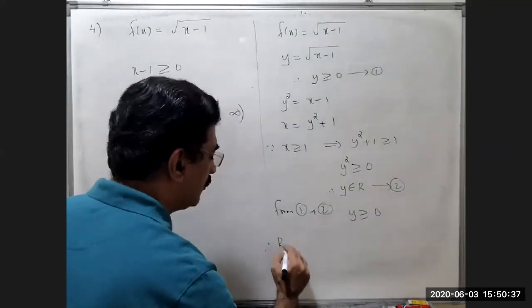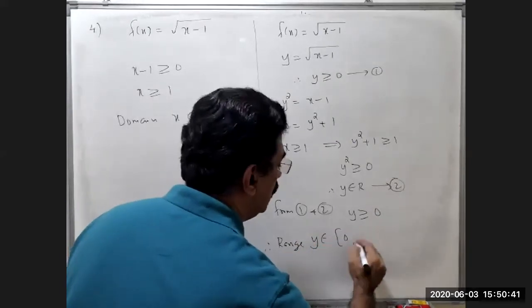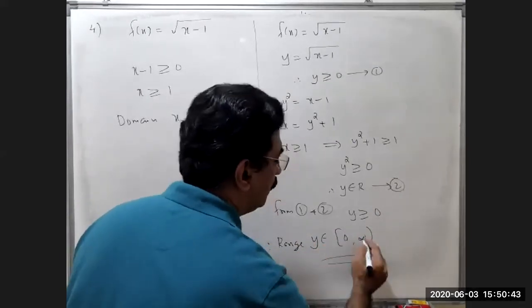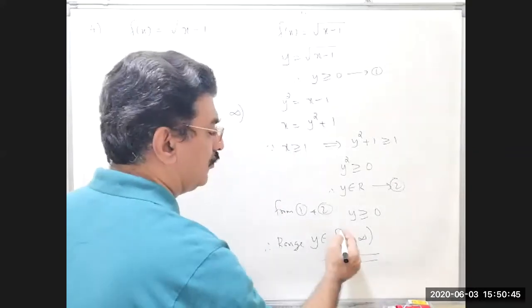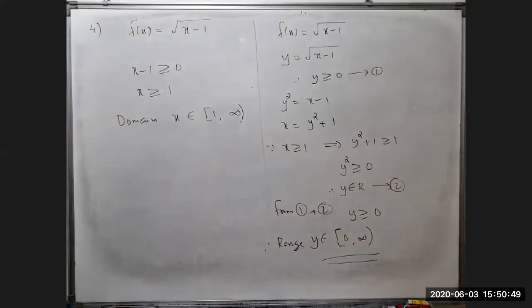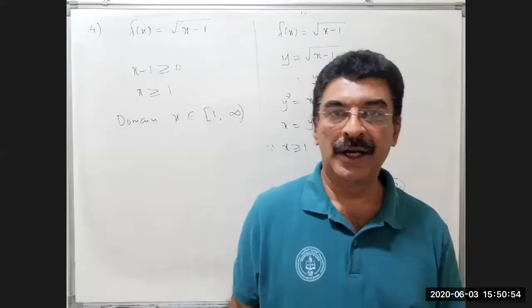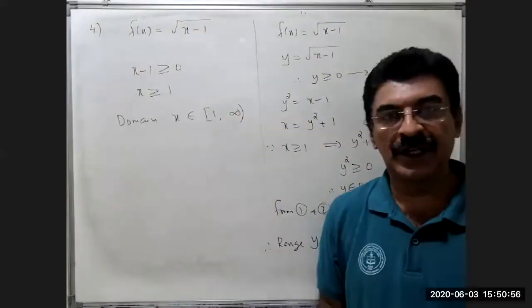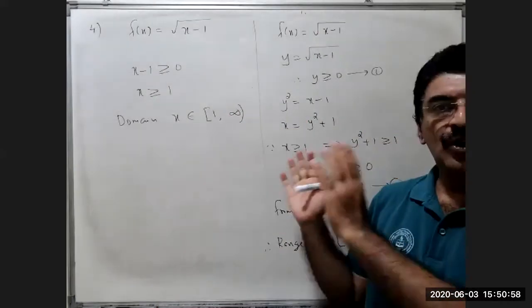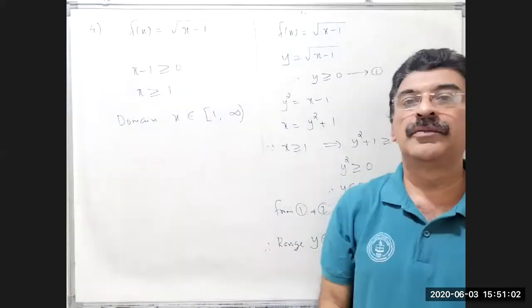Therefore, the range: y belongs to 0 to infinity, including 0, that is where the bracket is closed, right? 0 to infinity. Again, as I said, there is no fixed rule or fixed method for finding domain and range, but these are some of the techniques. Even by observation, if we can write it, we can make it out with proper reasoning, that's enough.